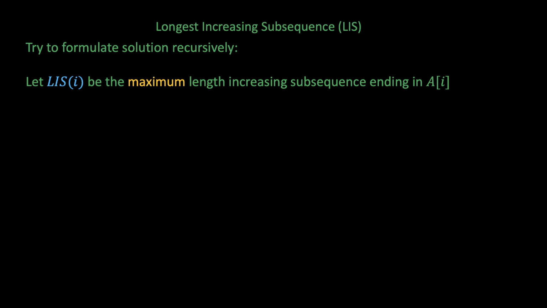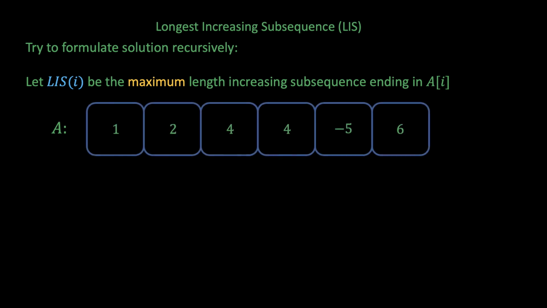Let LIS of i denote the maximum length of an increasing subsequence ending at A_i. For example, if A is 1, 2, 4, 4, negative 5, 6, then LIS1 is the longest increasing subsequence ending in A1, which is just 1, and is of length 1. LIS2 is the longest increasing subsequence ending in A2. The longest such subsequence is 1, 2 and has length 2.